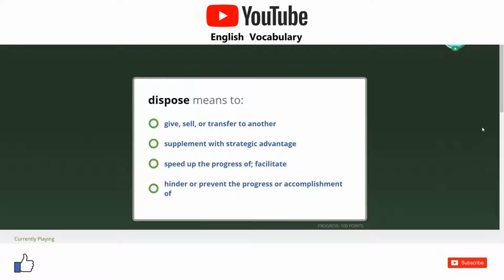Press the R. Question 2. Which is the best definition for the verb, dispose? A. Give, sell, or transfer to another. B. Supplement with strategic advantage. C. Speed up the progress of, facilitate. Or, D. Hinder or prevent the progress or accomplishment of.